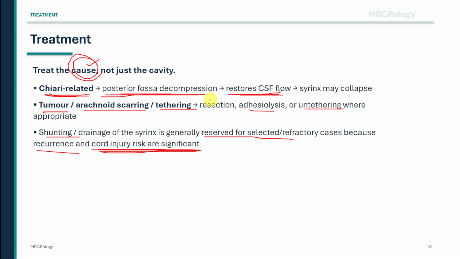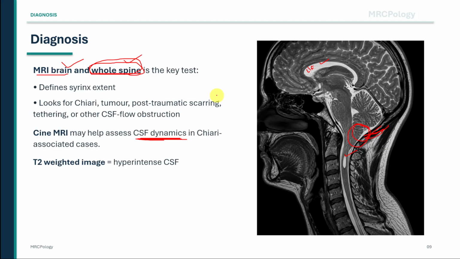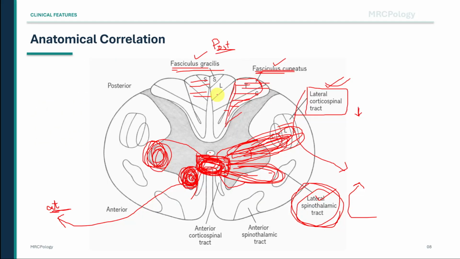Now let us bring the whole topic together in one clinical sequence. A central cervical syrinx begins around the central canal. It first damages the crossing spinothalamic fibers in the anterior white commissure, causing bilateral loss of pain and temperature in a cape-like distribution. The dorsal columns are spared early, so vibration and proprioception remain intact. With expansion, anterior horn cells are damaged, causing lower motor neuron weakness, wasting, fasciculations, and reduced reflexes in the hands and arms.